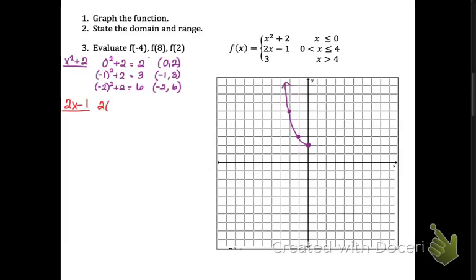So I'm going to do 2 times 0 minus 1, which is going to be negative 1. So that point would be 0, negative 1. Then I'm going to plug in 4 because that was my other endpoint. 2 times 4 minus 1, 8 minus 1 would be 7. So 4, 7 is the other one. Open circle at 0. So 0, negative 1 would be here. Closed circle at 4, 7. Now the next interval of this graph is going to be right here.